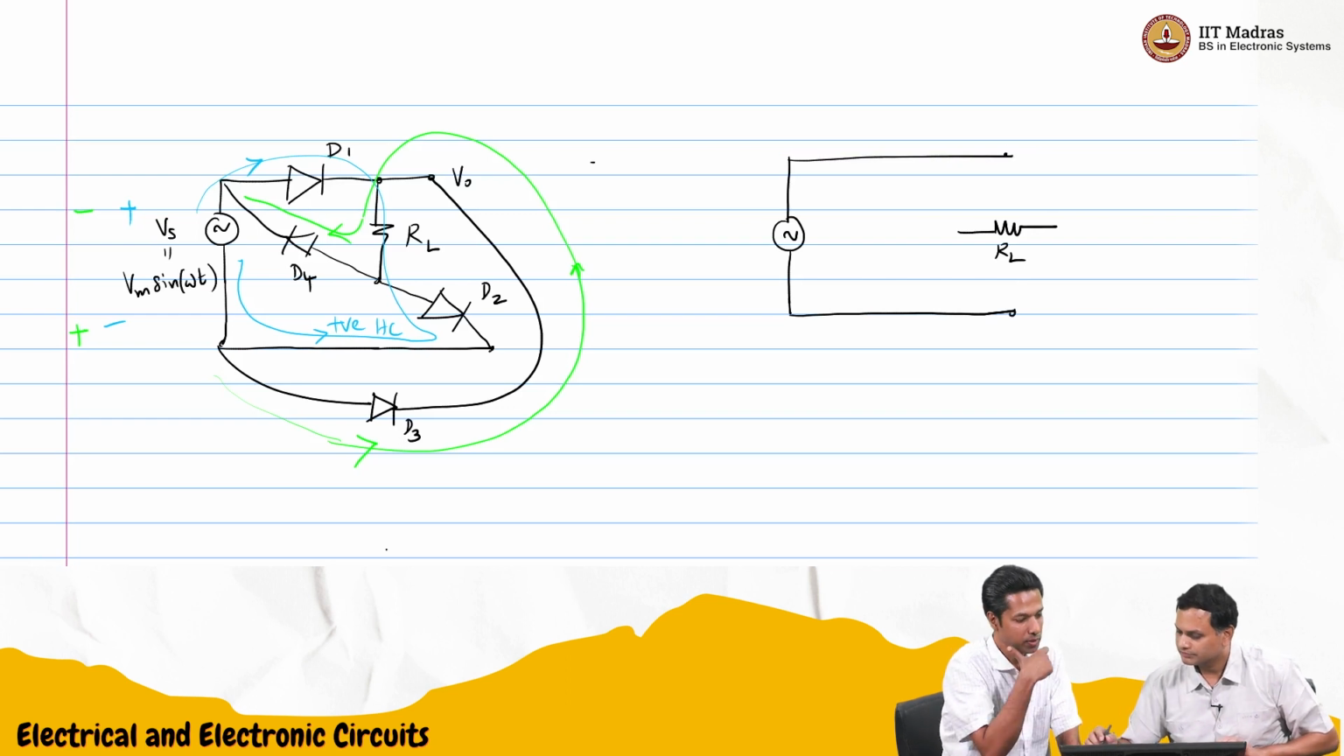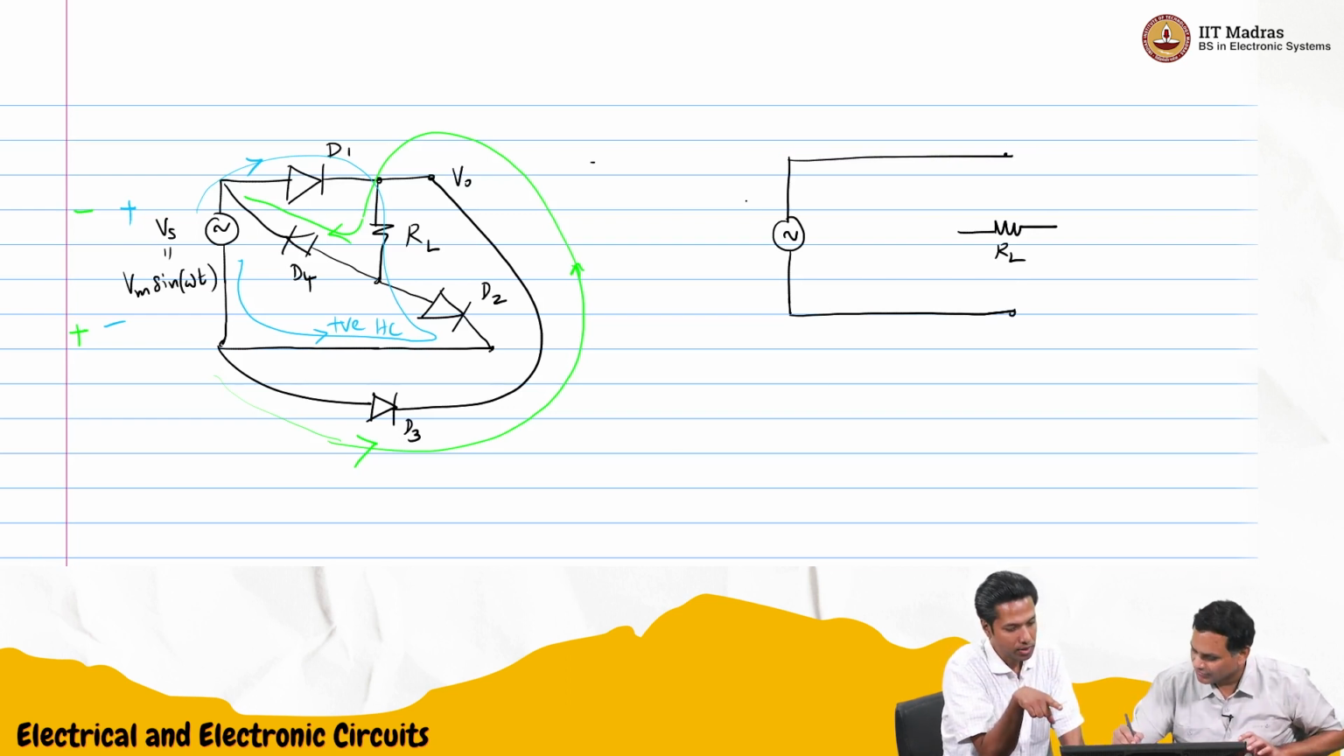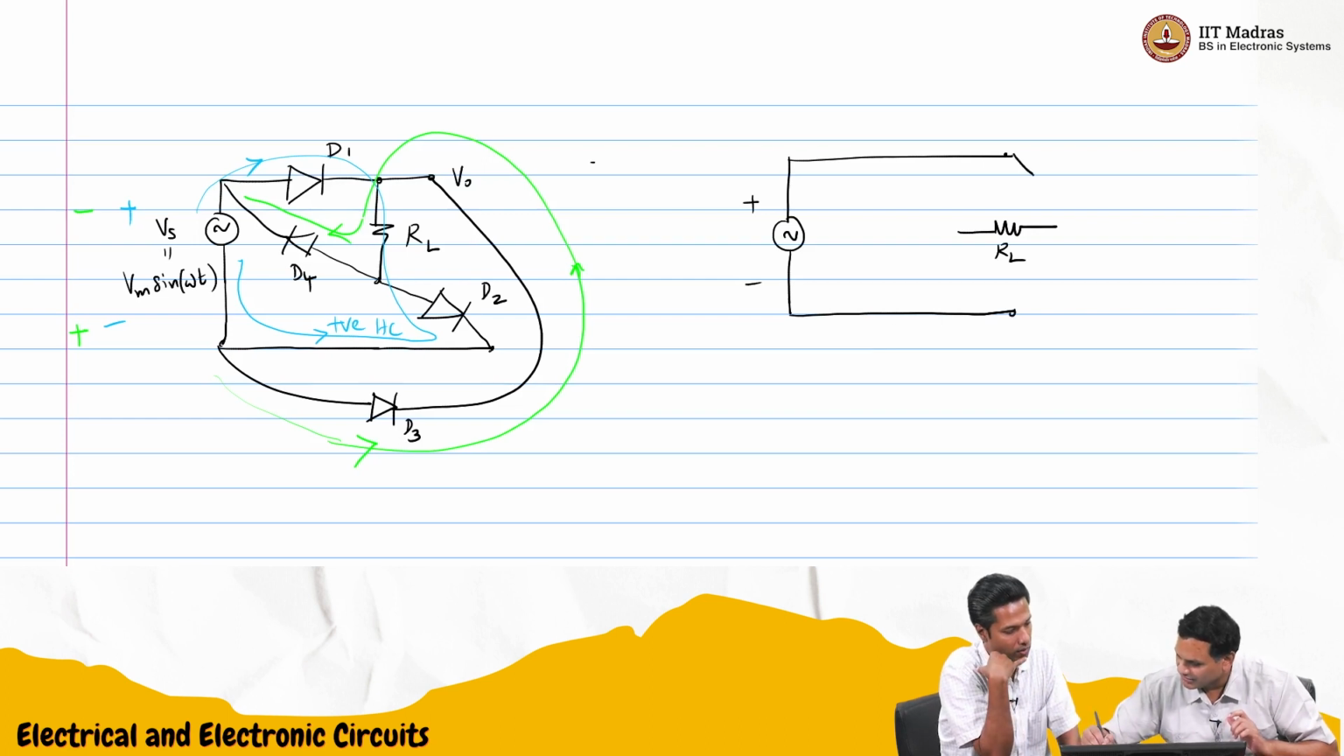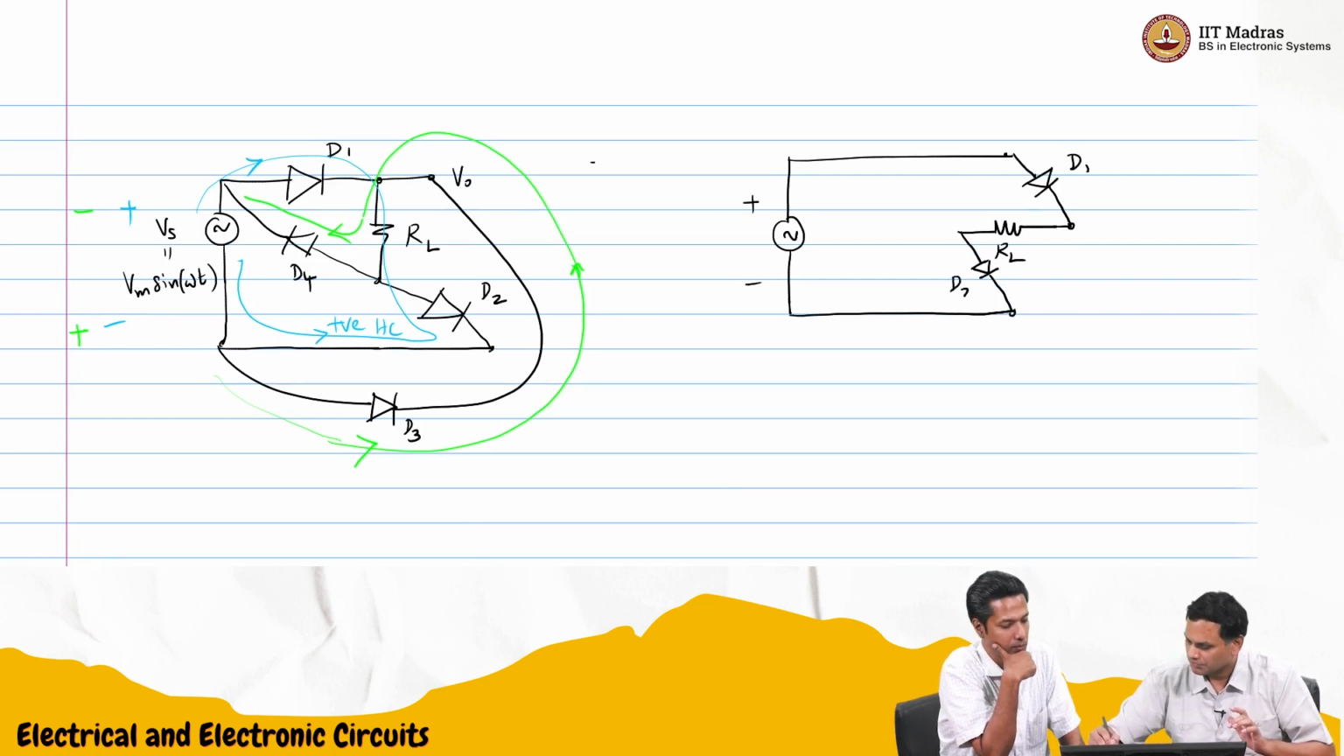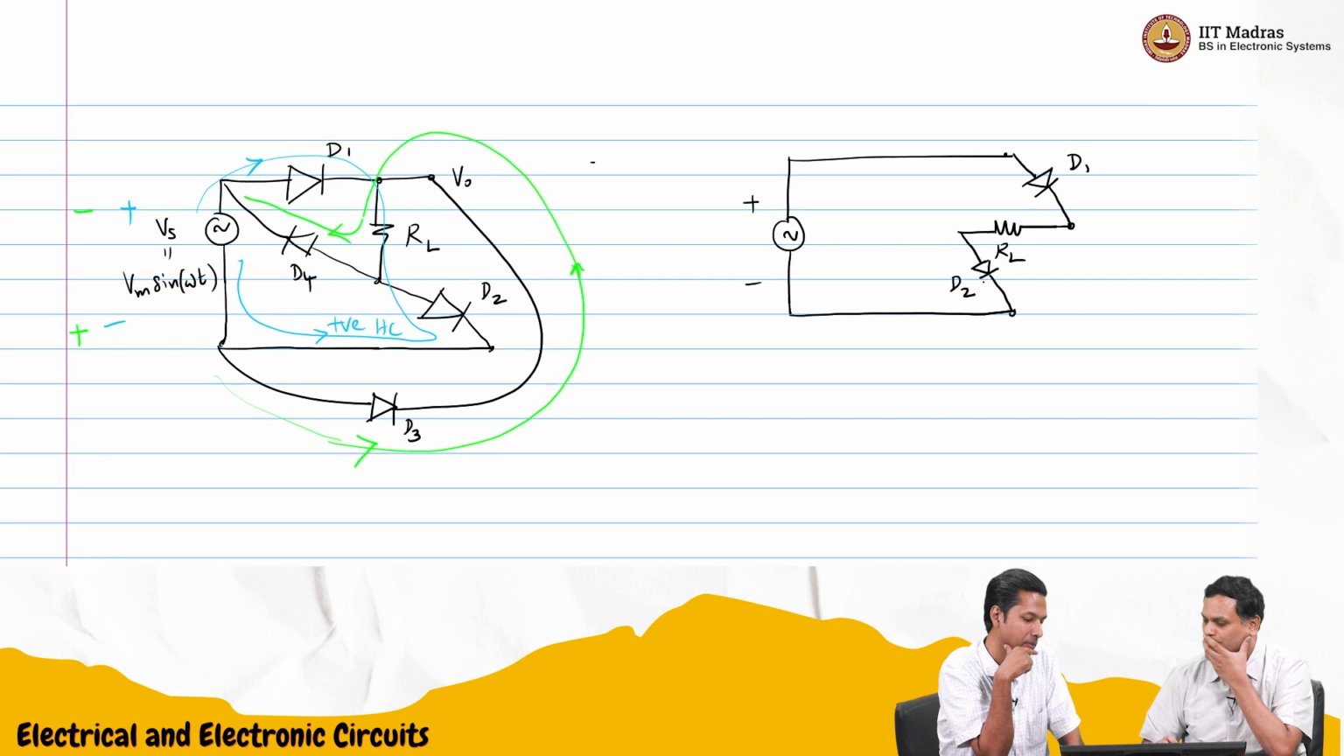So we'll draw the positive cycle alone. The positive cycle is on D1 and then D2. I'll show D1 like this, and then D2 like this. So this will just show positive.